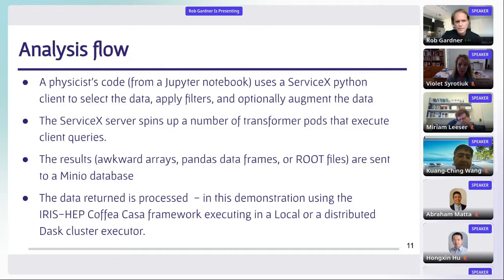The ServiceX service spins up a number of things called transformers. These are pods that are auto-scaled on Fabric. And the results that come back, whether awkward arrays, Pandas data frames, or the high-energy physics ROOT file format, are sent to an object store on the analysis facility. And then the data is processed there, with histograms and fitting, by the end user.